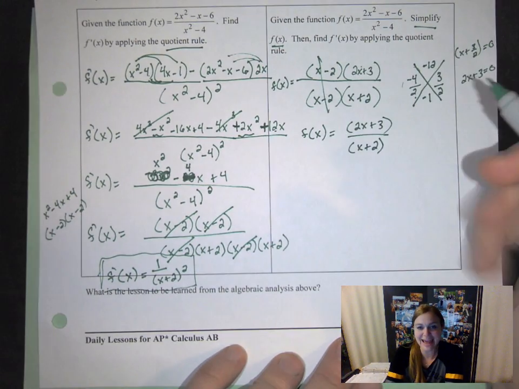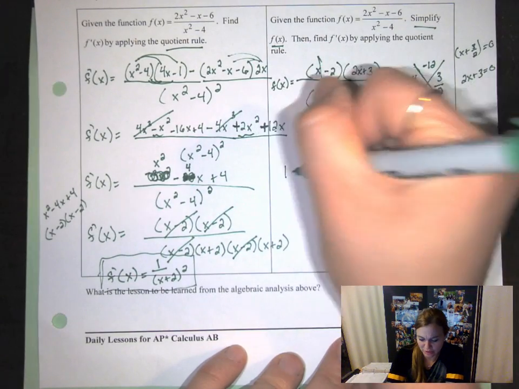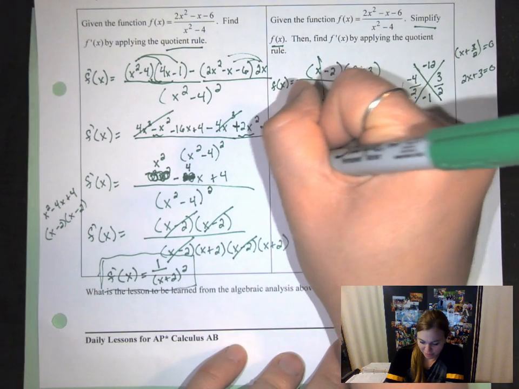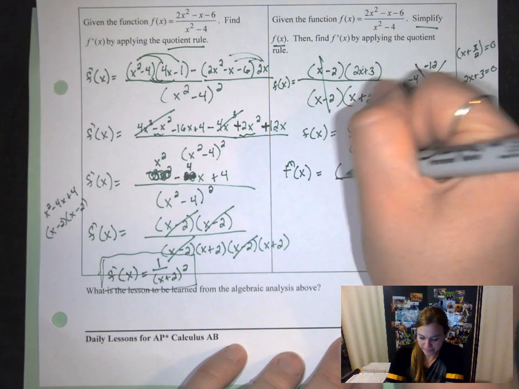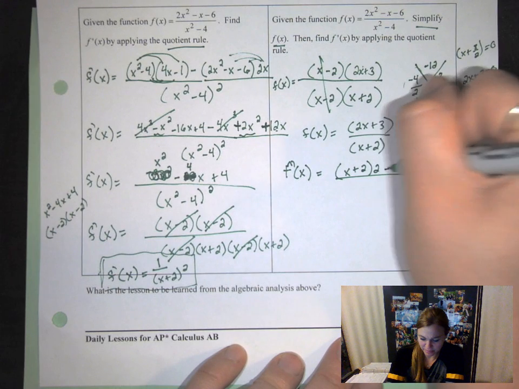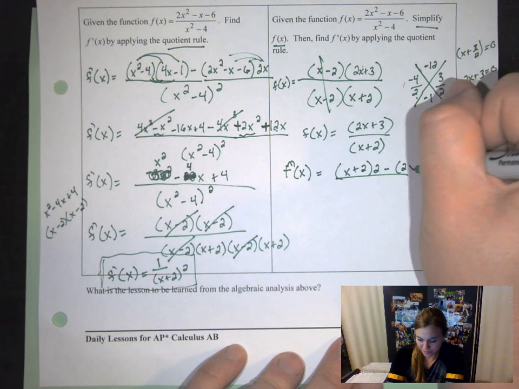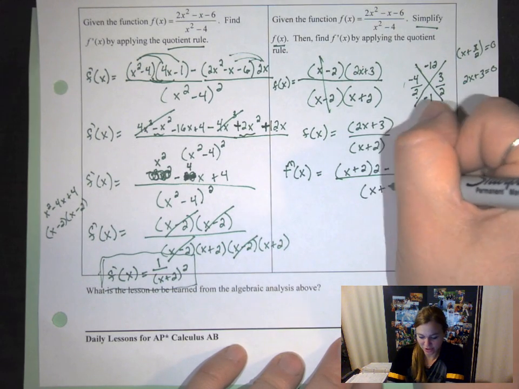I haven't done any calculus yet. Don't worry, I'm getting there. We will get to do calculus. F prime of x, so I'm taking the derivative. And just take this bottom times the derivative of the top minus top times the derivative of the bottom, which is just 1. That's nice. Okay.